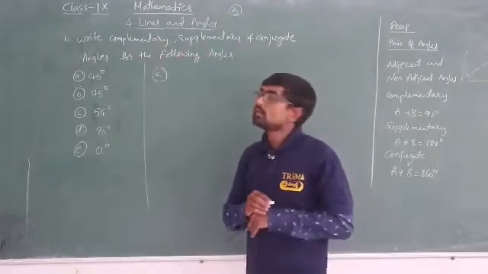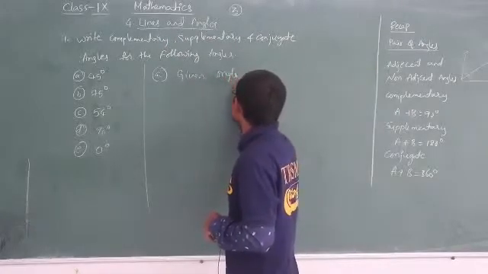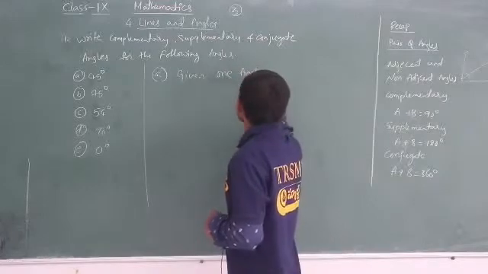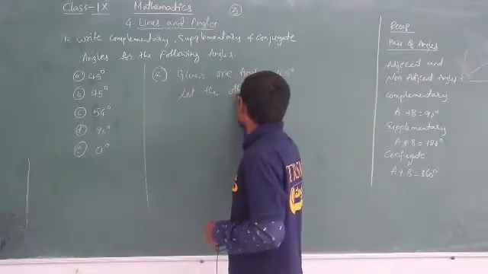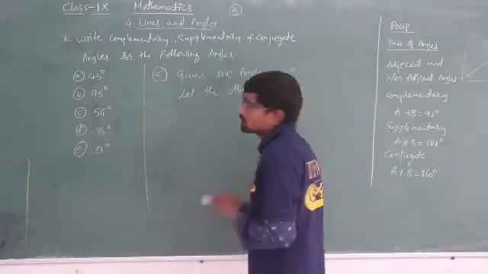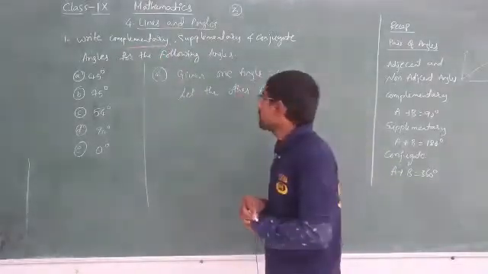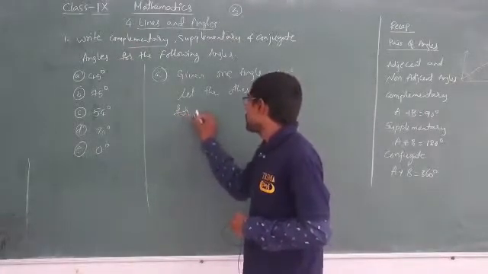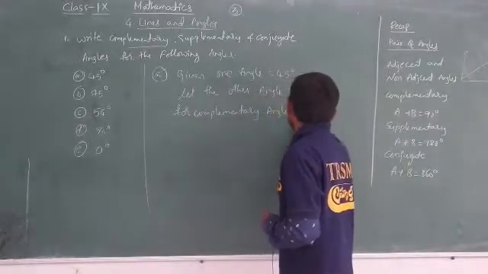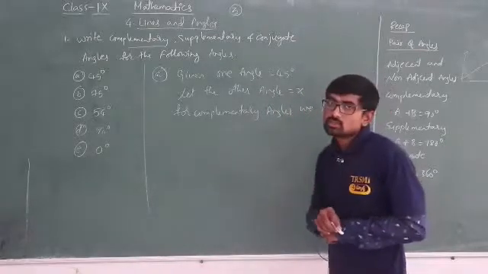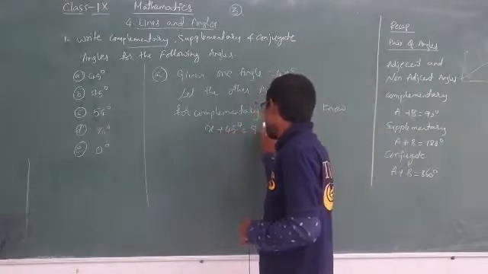Do we know the angle? We don't know the angle. So given one angle is equal to 45 degrees, let the other angle be equal to x. So first we are going to find the complementary of 45 degrees. For complementary angles, what do we know? We know the sum of two angles is equal to 90 degrees, isn't it? So the two angles are 45 and x, so x plus 45 is equal to 90 degrees.